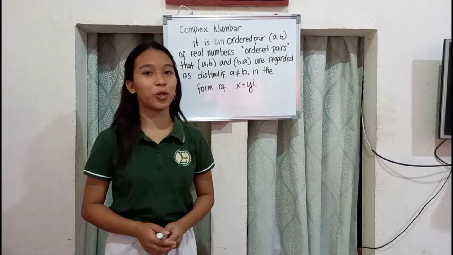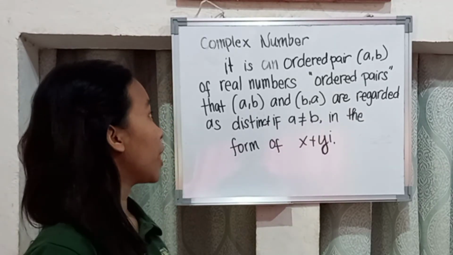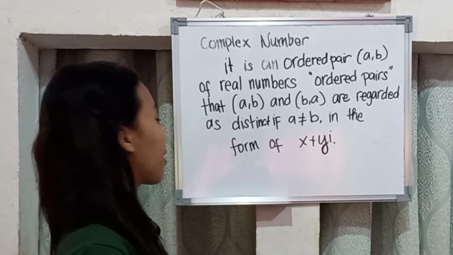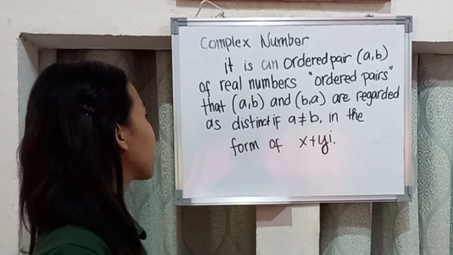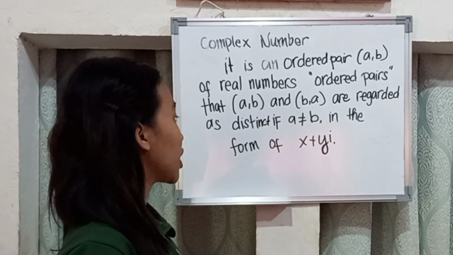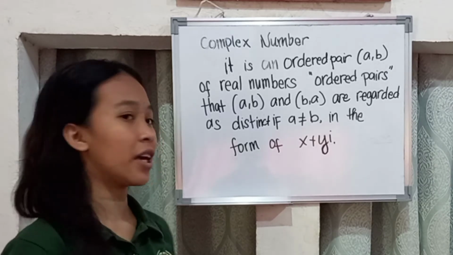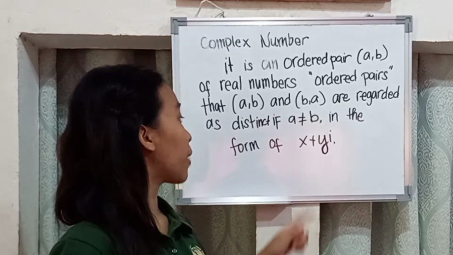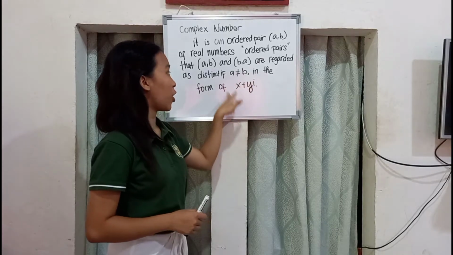What is a complex number? It is an ordered pair (a, b) of real numbers, where the ordered pairs (a, b) and (b, a) are regarded as distinct if a is not equal to b, in the form x plus yi, in which x is the real part of the complex number and y is the imaginary part of the complex number.